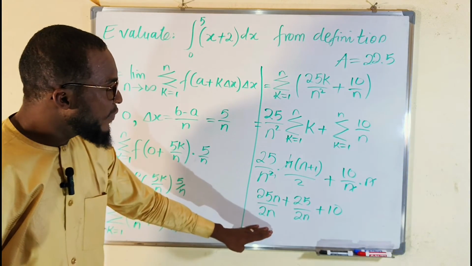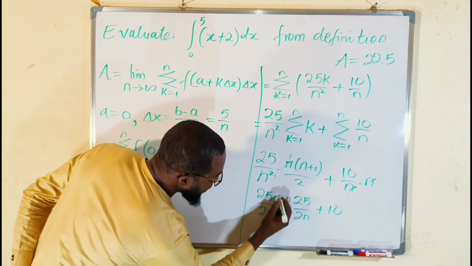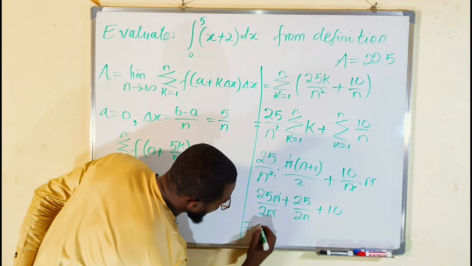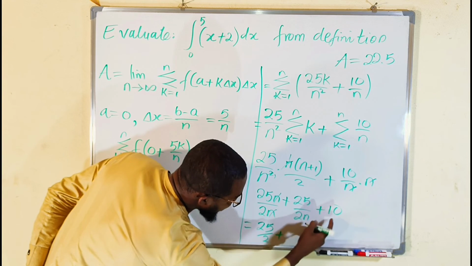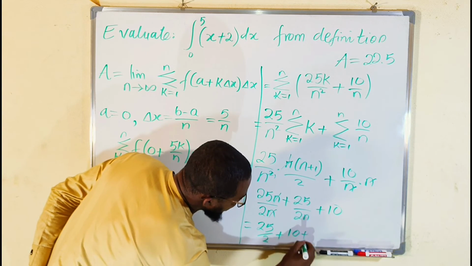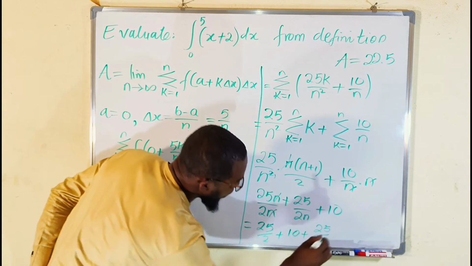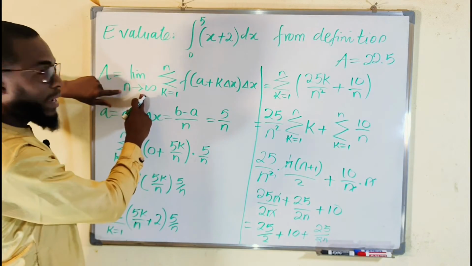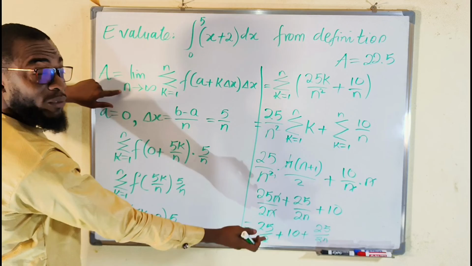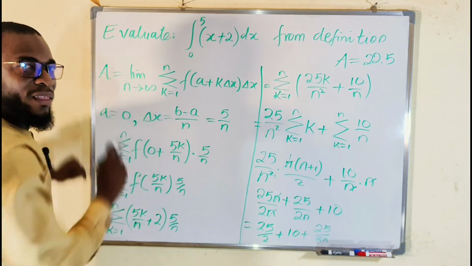So we have finished simplifying the summation. But since we have n cancel n here, I can still break it down into 25 divided by 2 here, plus 10, which is another constant, plus 25 divided by 2n. So this is what we need to continue. Remember, from here I neglected the limit and took the summation, so I was dealing with the summation. Now it's left for me to take the limit as n approaches infinity.